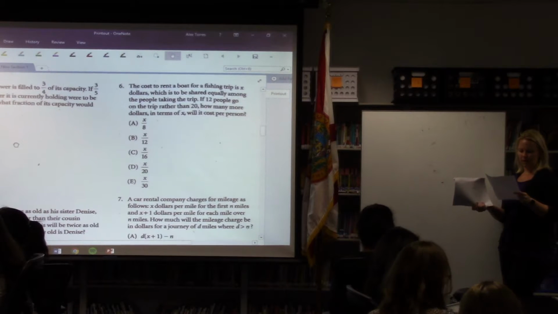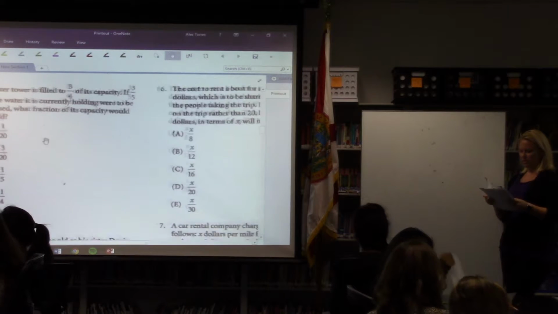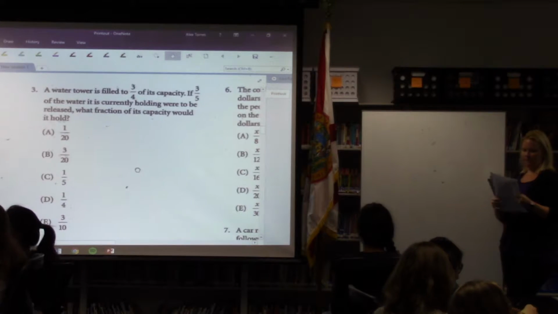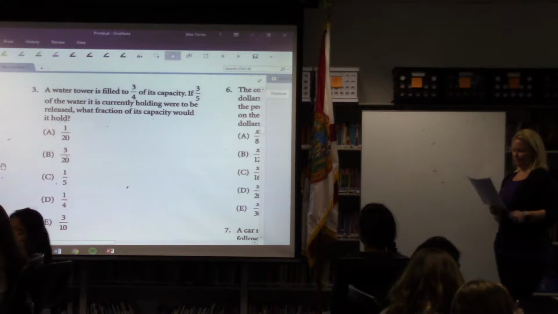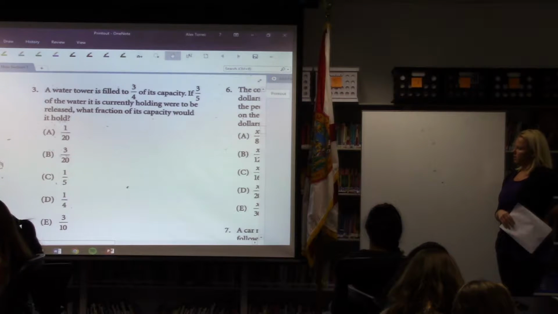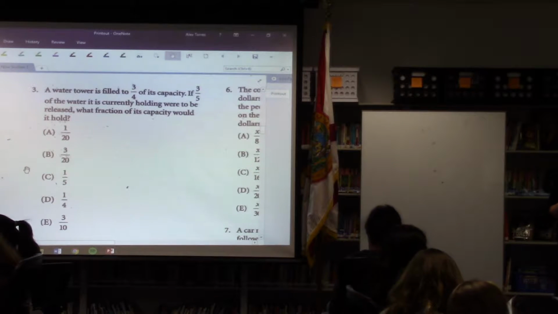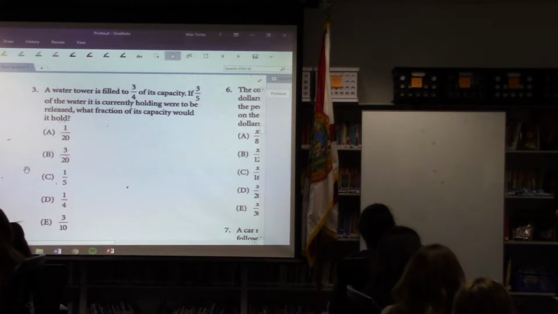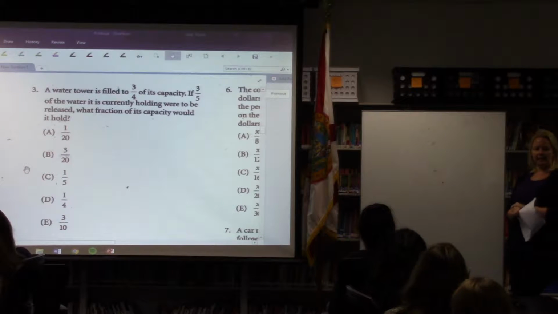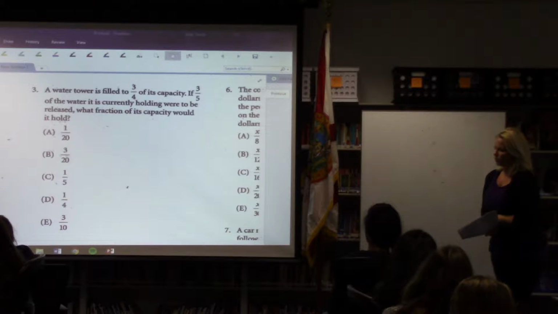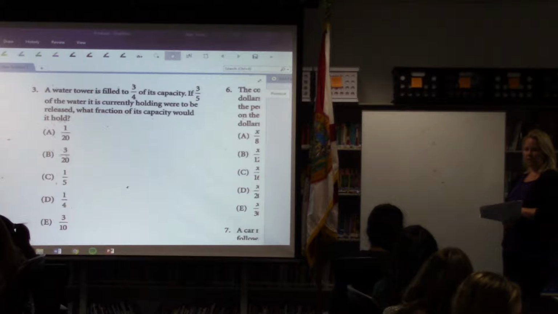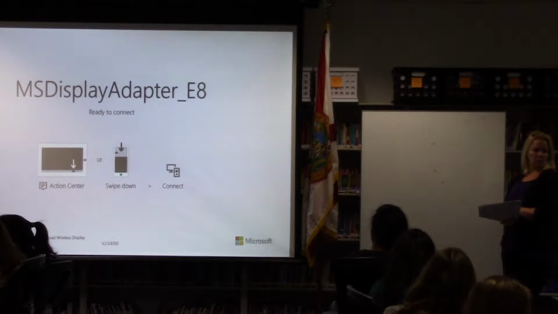Let's go with Hannah. A water tower is filled to 3/4 of its capacity. If 3/5 of the water it is currently holding were to be released, what fraction of its capacity would it hold? Okay, so this one, guys, is very similar to what we talked about in problem number 1, right?